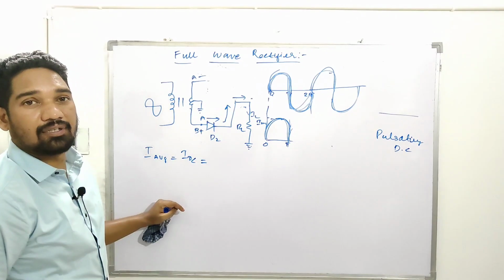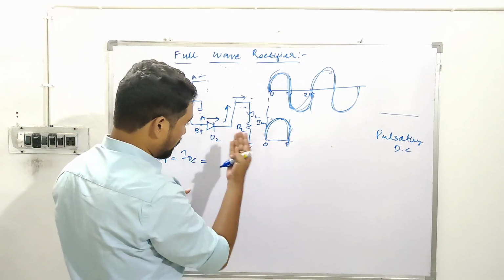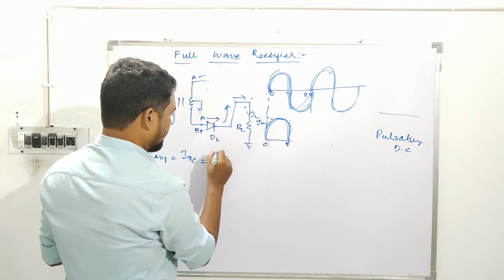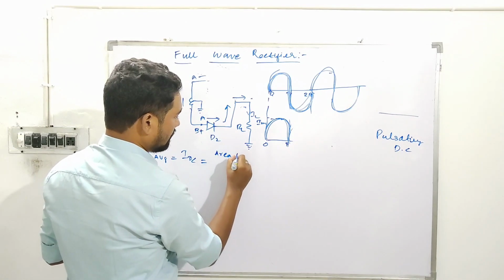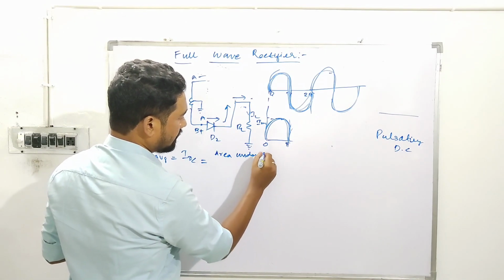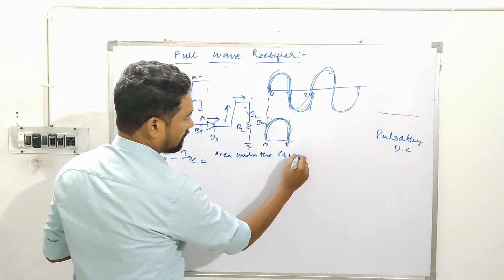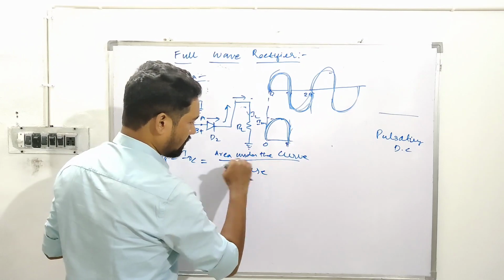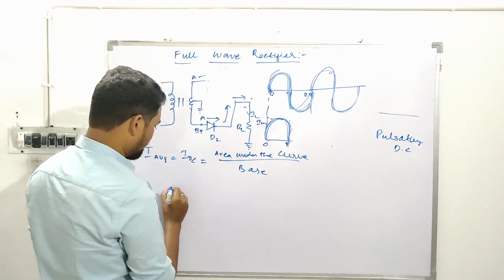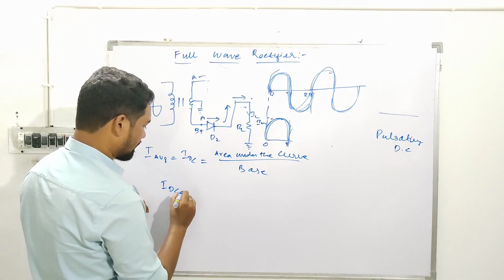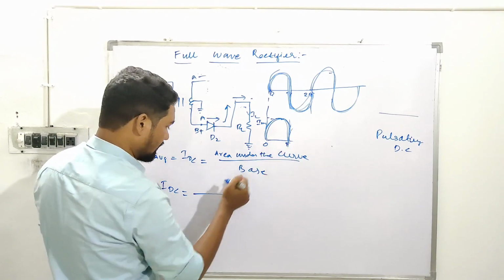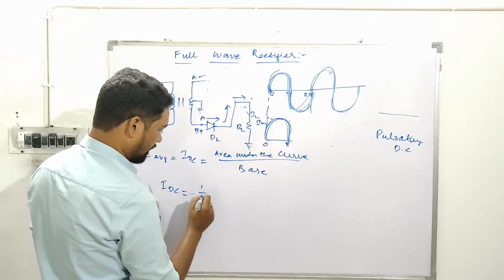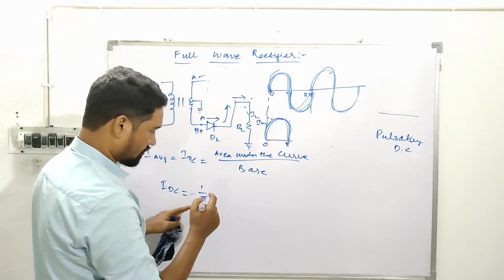We have a formula for that, which we follow for the rectifier circuits. It's the area under the curve upon the base. Alright, what is the base? So evaluating IDC, this is the base, it's pi. So 1 by pi, which is the base.